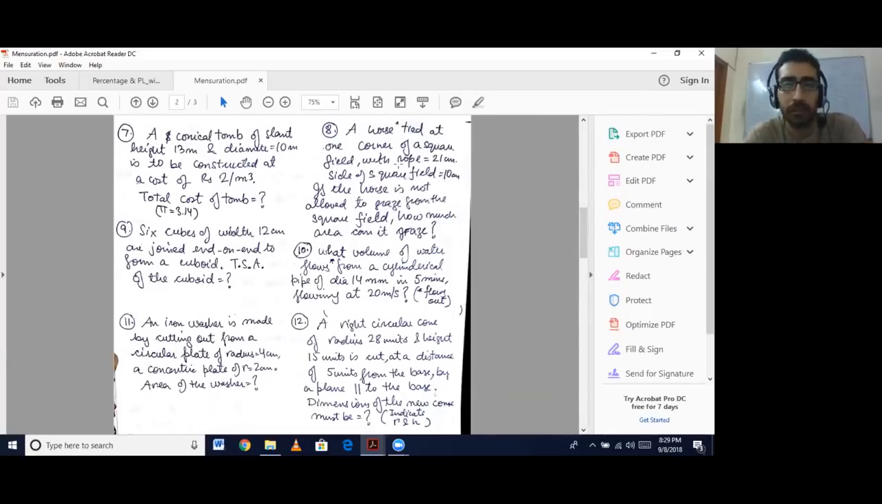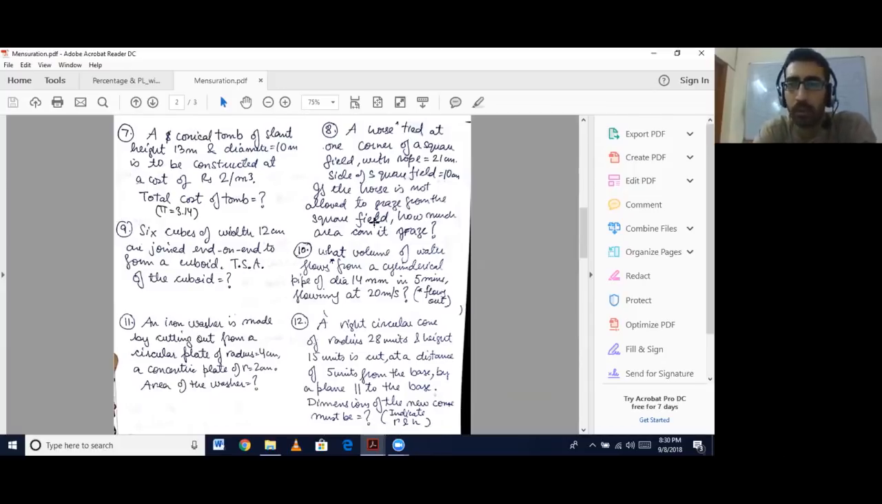So question 8. A horse is tied at one corner of a square field with a rope of 21 centimeter. The side of the square field is 10 centimeter. If the horse is not allowed to graze from the square field, how much area can it graze?